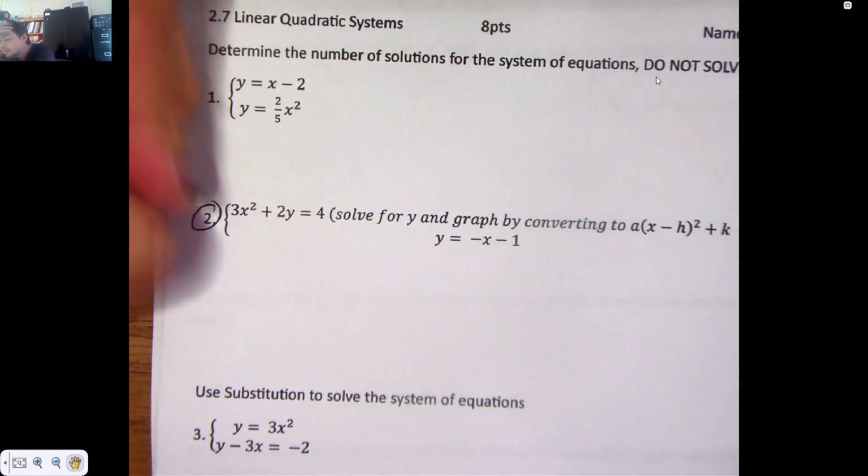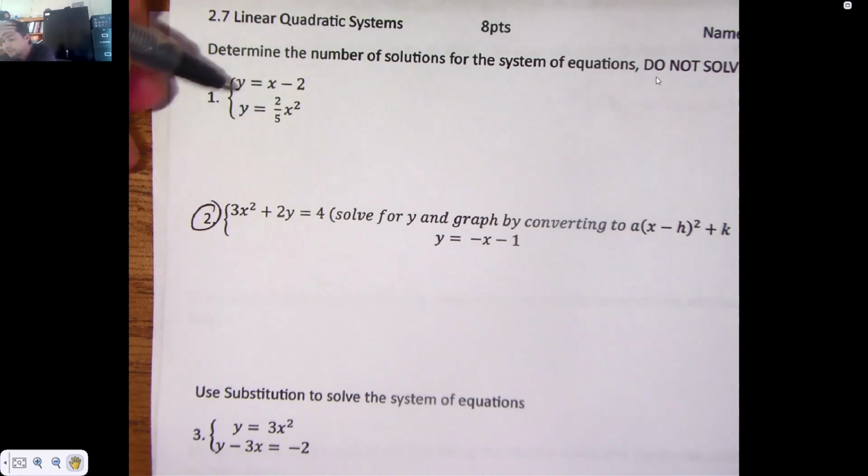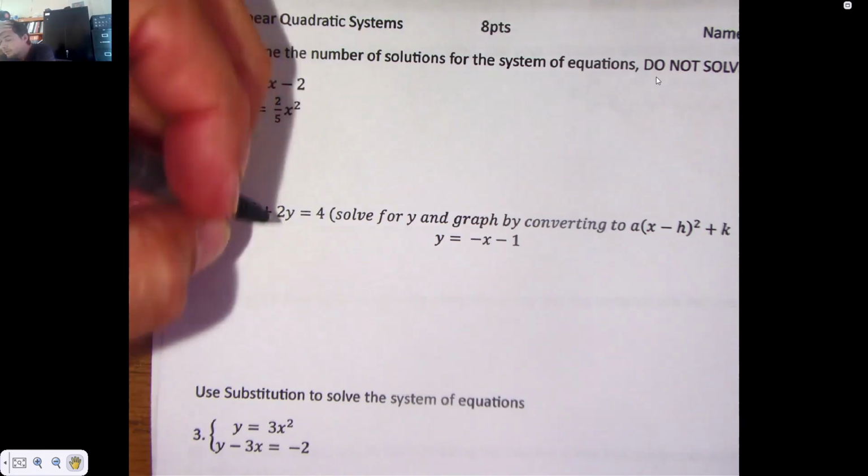Anyways, I'm going to do the second one. It's probably the hardest one. You don't have to do all the work in number 1 that I'm doing in number 2. You just have to graph. So let's go ahead and solve this.